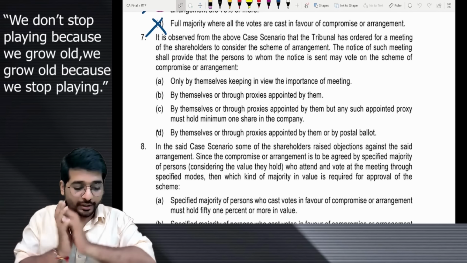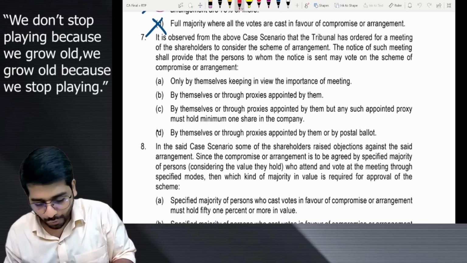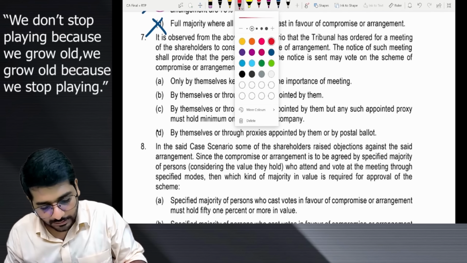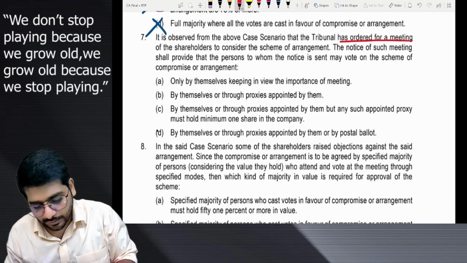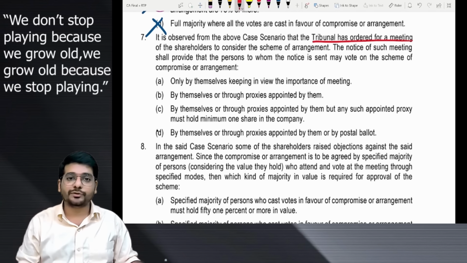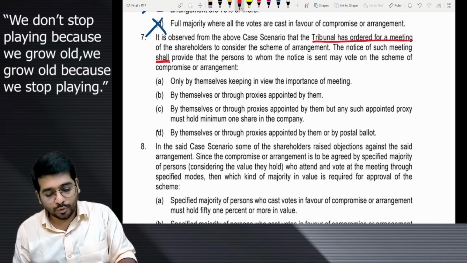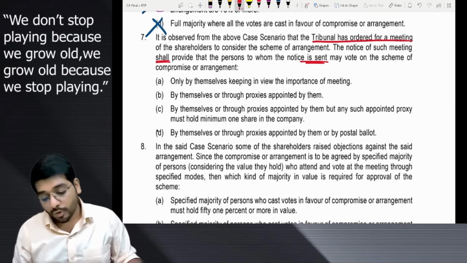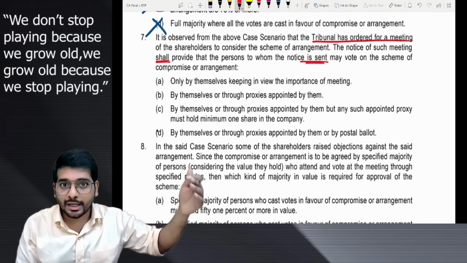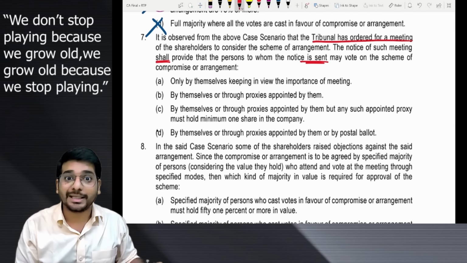Let's do it. It is observed from the above case scenario that the tribunal has ordered a meeting. Of course, sir, I know that the tribunal has ordered a meeting of the shareholders to consider the scheme of arrangement, right? The notice of such meeting shall provide that the persons to whom the notice is to be sent may vote at the meeting. Yes, the notice has to include that the persons who are eligible to attend and vote shall come and vote at the meeting in person.